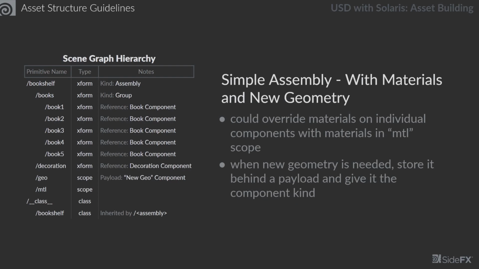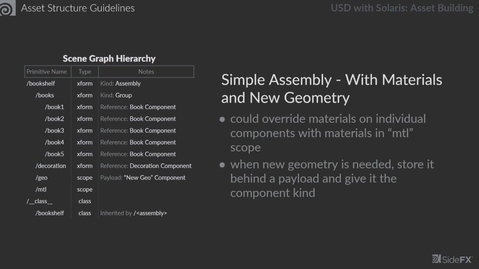So then if we were to take that a step further and talk about what if we added materials and geometry to something like our bookshelf here. It's basically the same exact setup, but instead we have our own new geo and material scopes that are added in our scene graph hierarchy here.